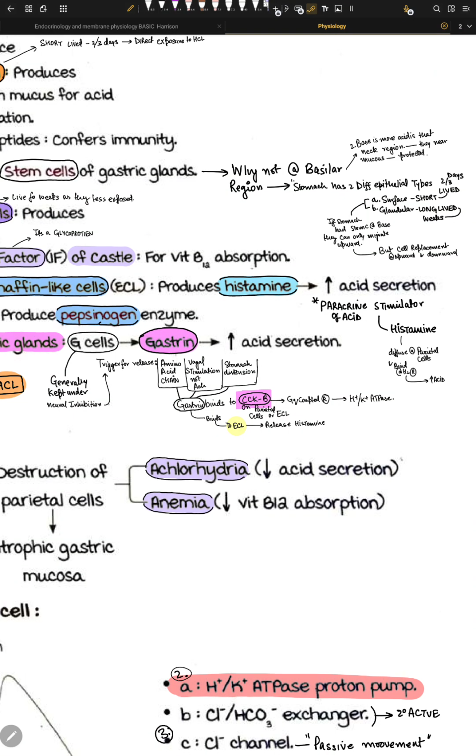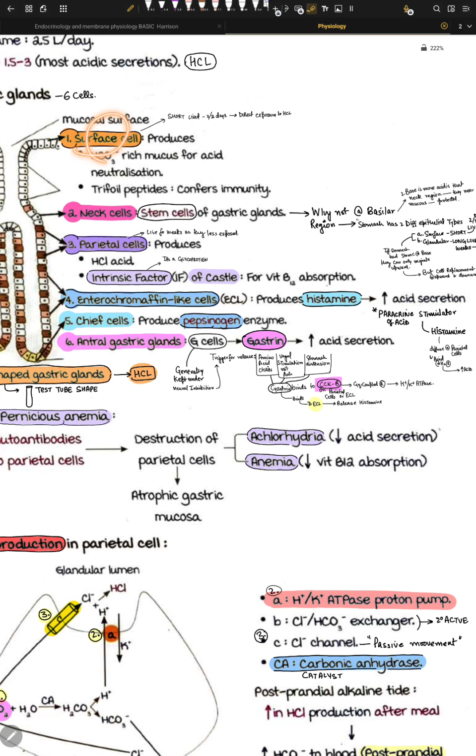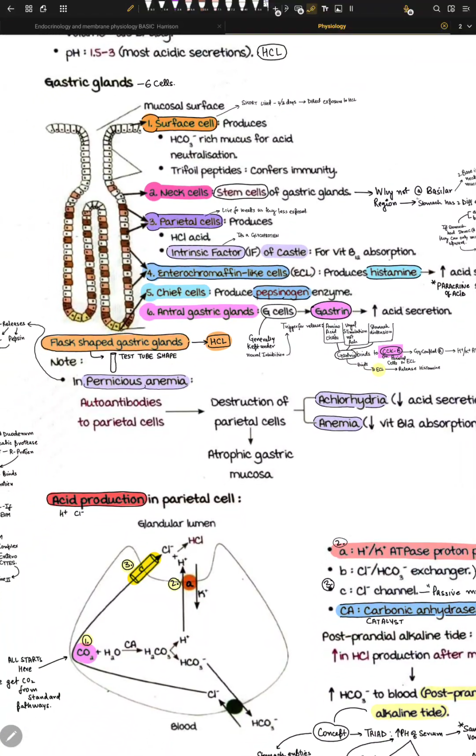The other point is that the base is more acidic. That's why the neck region is safer for these stem cells. They are near the mucus-producing cells, which are the surface cells. Okay, so we understand neck cells.